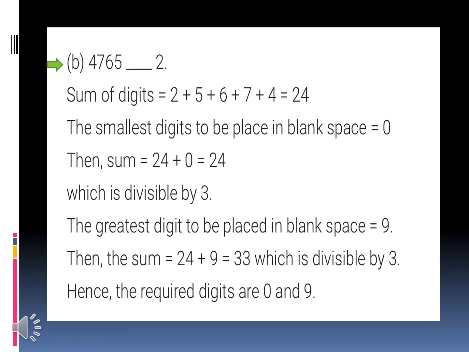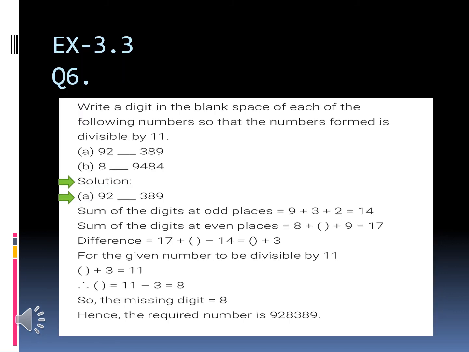So this is how you have to follow the steps to find out the smallest and the greatest number. Question number 6. Write a digit in the blank space of each of the following numbers so that the number formed is divisible by 11. So the question is similar to the previous question. The difference is there you had to check the divisibility of 3, and here you have to check the divisibility of 11. So a much more complicated one. So let's start.